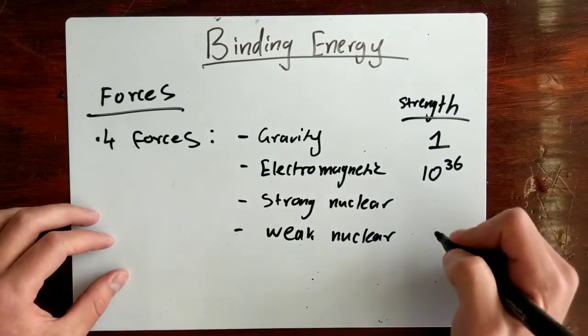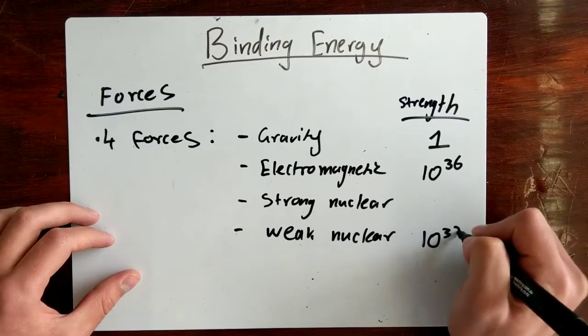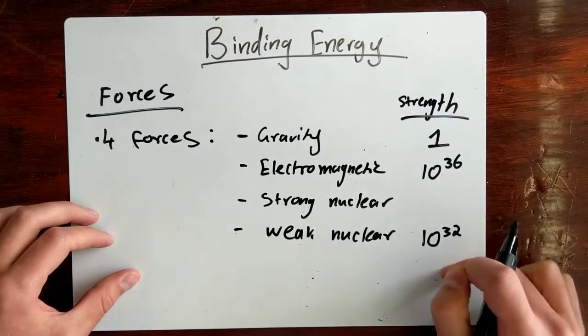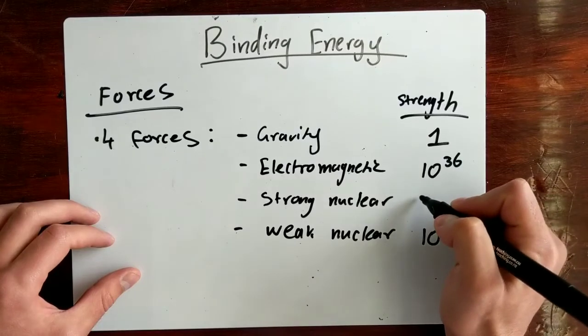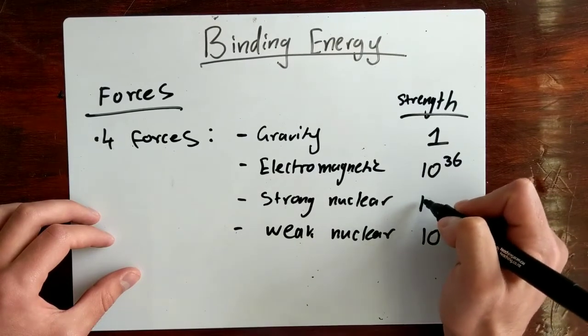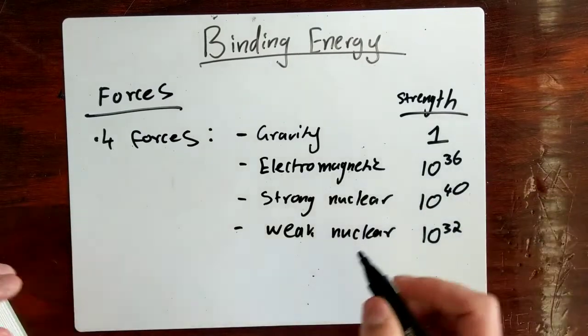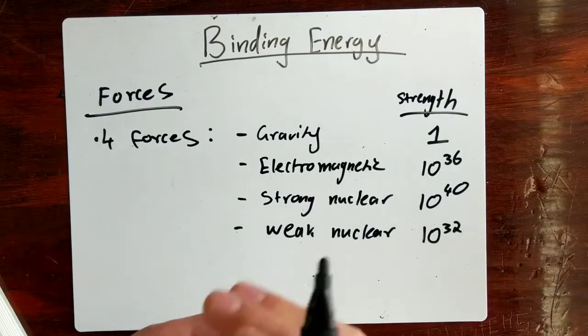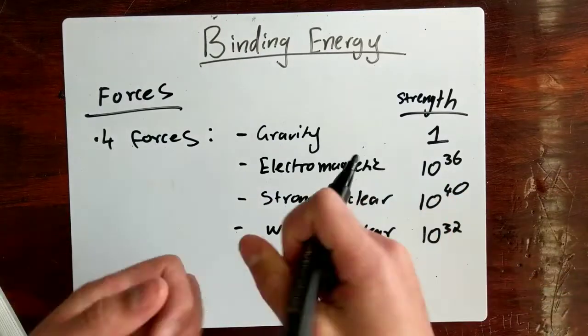The weak nuclear force has a strength of about 10 to the power of 32, so it's 10 to the power of 32 times stronger than gravity. And the strong nuclear force, obviously, because of its name, is the strongest, and that's 10 to the 40. It's 10 to the power of 40 times stronger than gravity, the force with which it pulls things together.